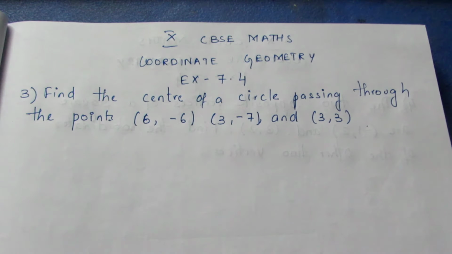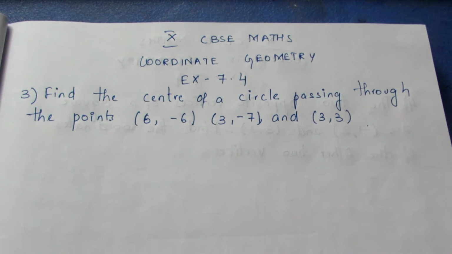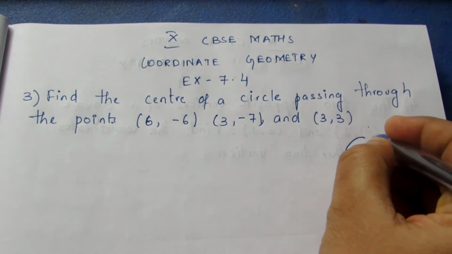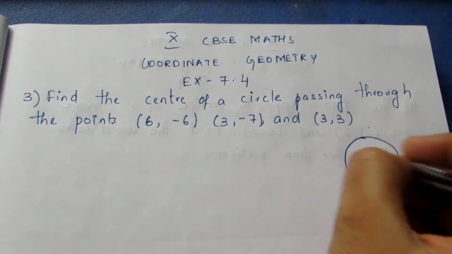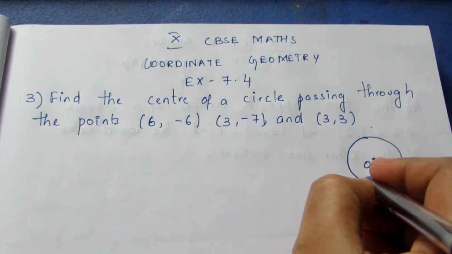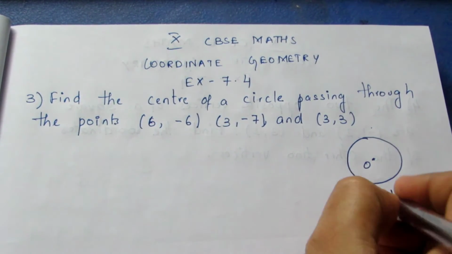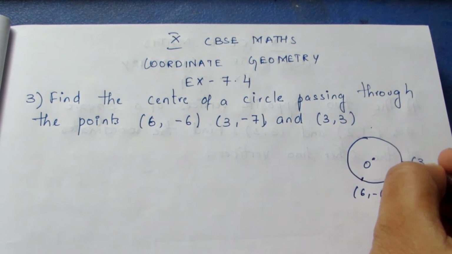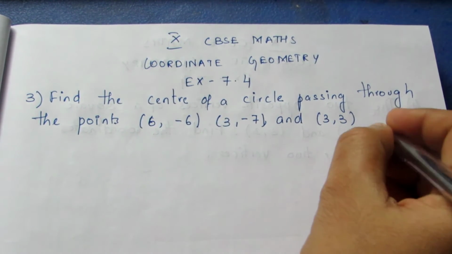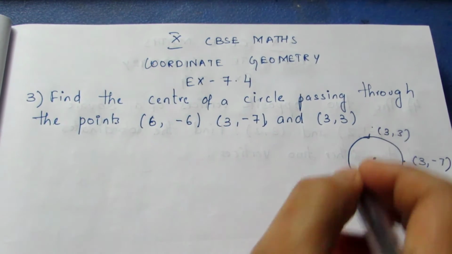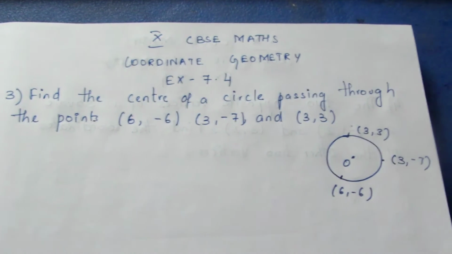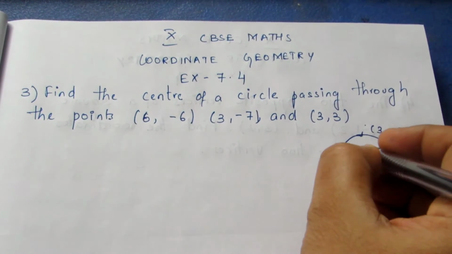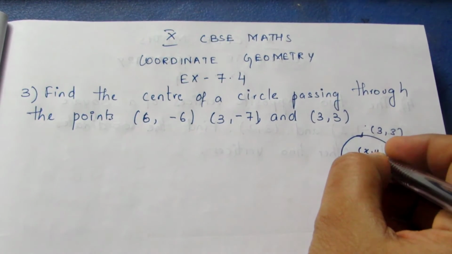Let's see the question. Find the center of a circle passing through the points. So we need to find the center of a circle which we don't know. Passing through the points (6, -6), which is on the circumference of the circle, (3, -7), and (3, 3). It can be anywhere on the circumference of a circle, so I'm just writing randomly. We want to find the center, which is (x, y).